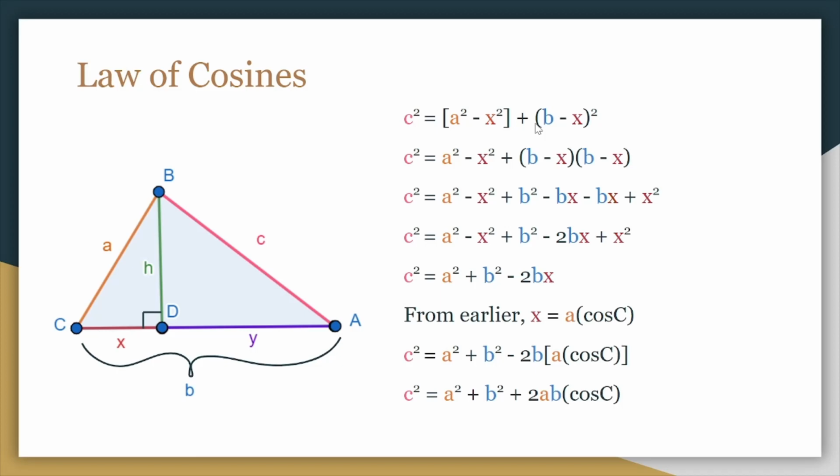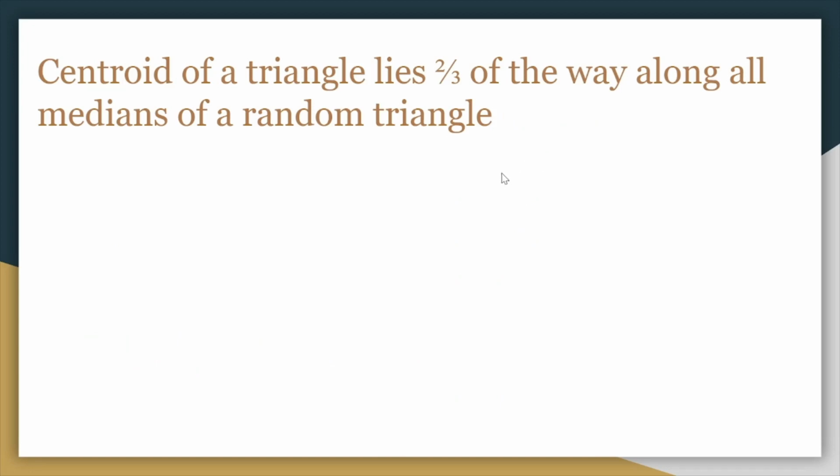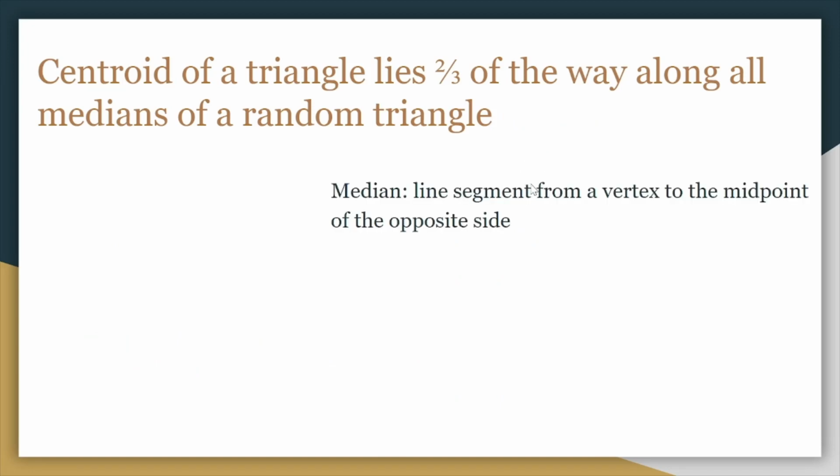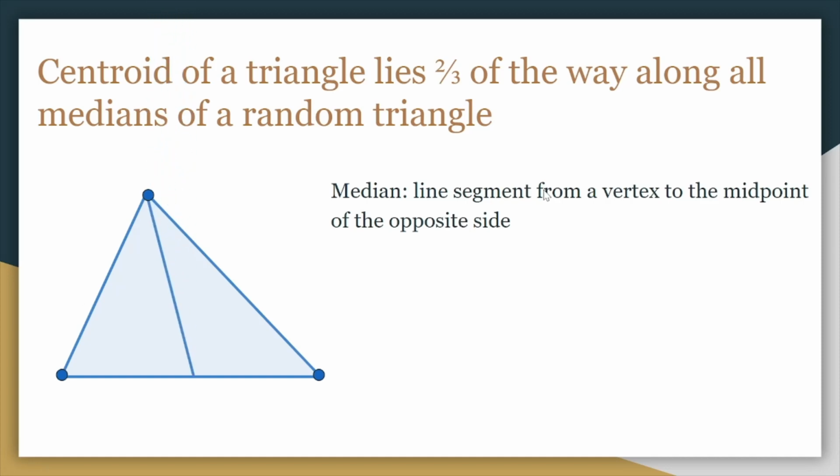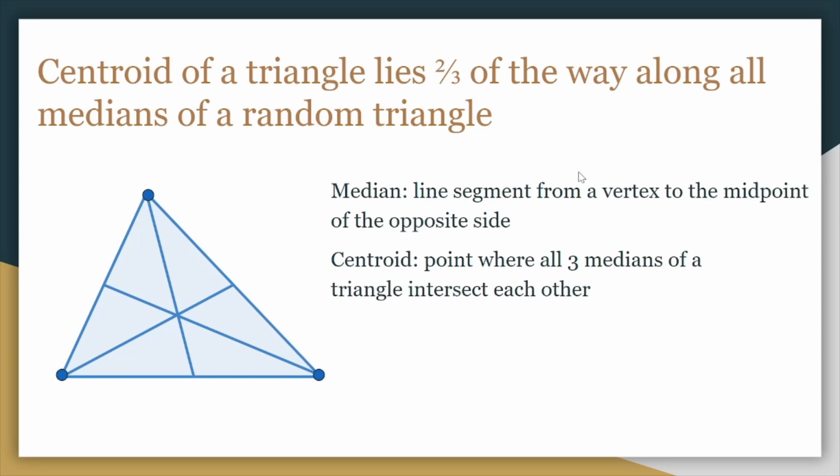Now, we need to prove the three medians of an arbitrary triangle intersect at its centroid, which lies 2/3 of the way along all three of its medians. First, we'll need to define a few terms. The median of a triangle is a line segment from a vertex of the triangle to the midpoint of the opposite side. So a triangle is going to have three medians. And the centroid is the point where all three medians of a triangle intersect each other.